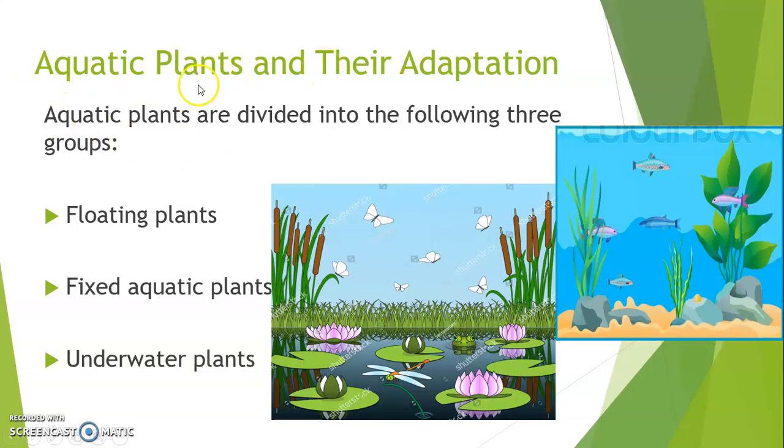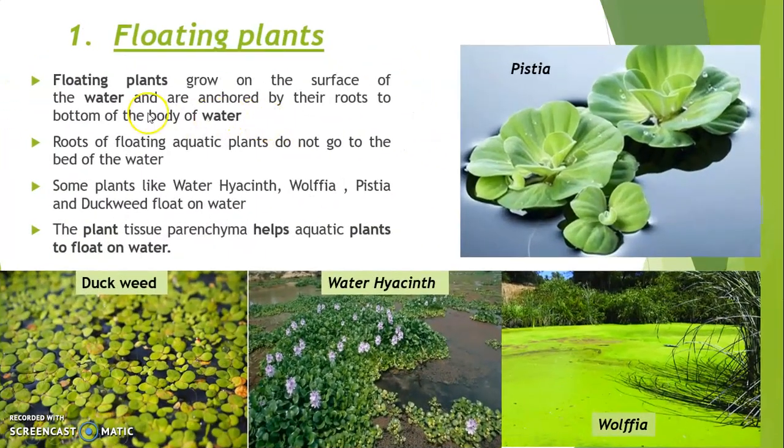These aquatic plants which live on the surface of water or inside the water bodies can be divided into three groups. These groups are floating plants, fixed aquatic plants, and underwater plants. So let's see each of them in detail. Okay, the first one is floating plants. The floating plants are the plants which you will see floating on the surface of the water.